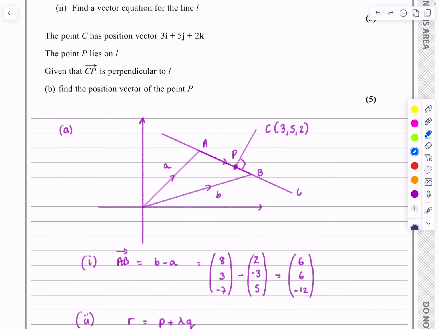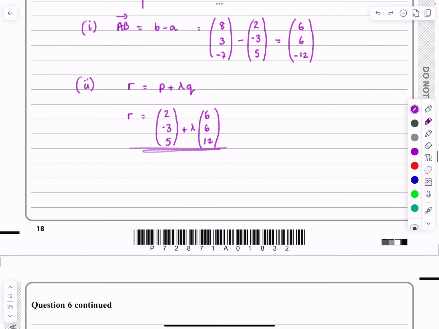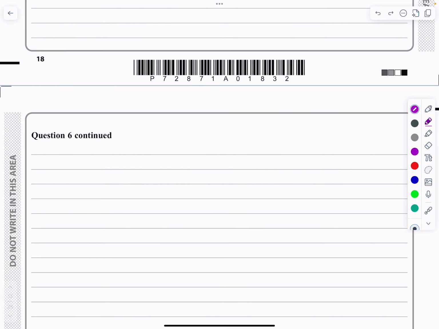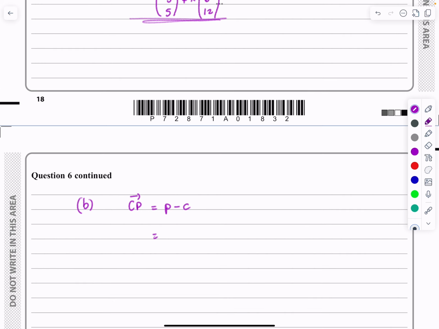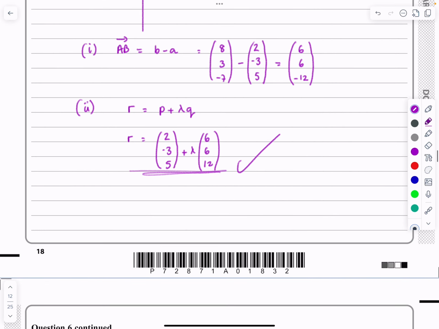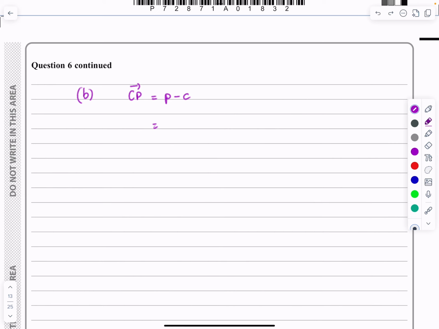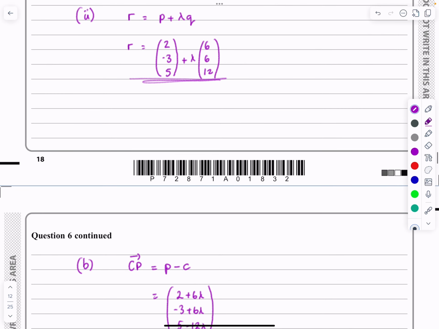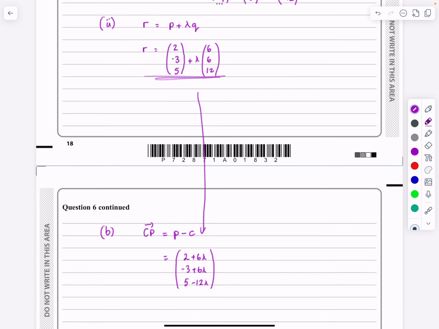So first thing I'm going to do is to say, if I want to work out CP, CP is going to be P minus C, the same way as before. And the point P, I can represent it using that, because it lies on that line. And what I'm actually going to do is put that together. So I'm going to say 2 plus 6 lambda, minus 3 plus 6 lambda, and 5 minus 12 lambda. Just going to explain where that comes from. If I keep them both on the screen there, that's from there.